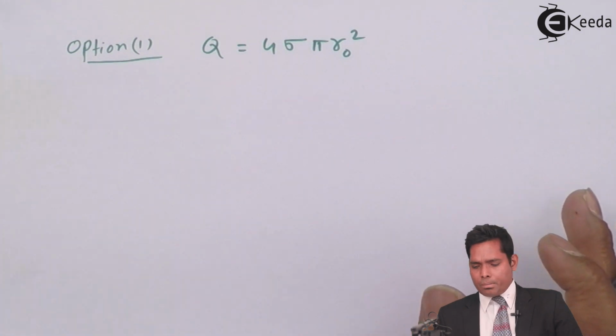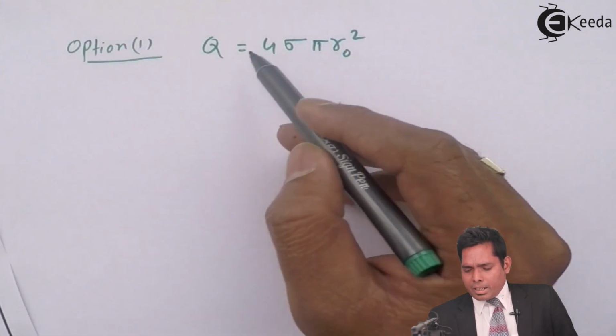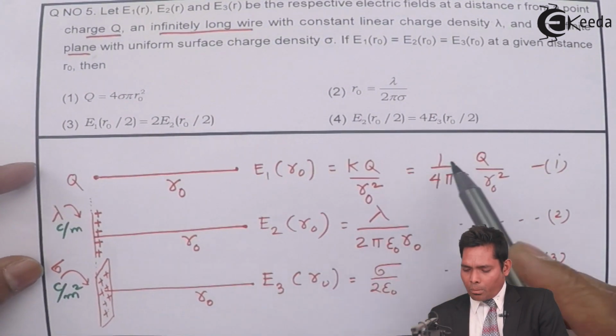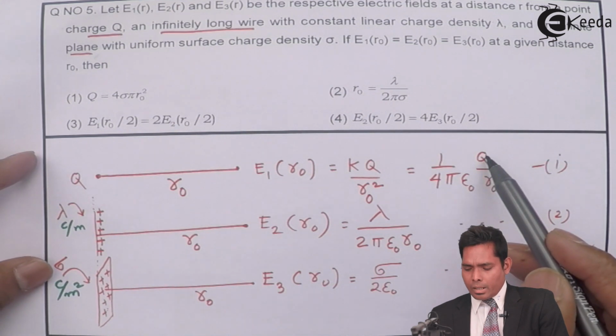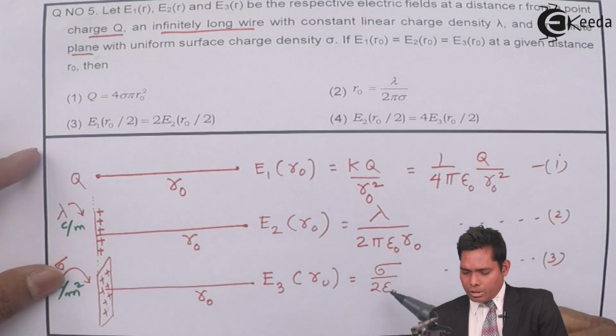We should always have this information. To check this, basically it is a relation between Q and sigma. Q will be obtained from this expression, and sigma will be obtained from the third expression. So that means you have to relate these two expressions.